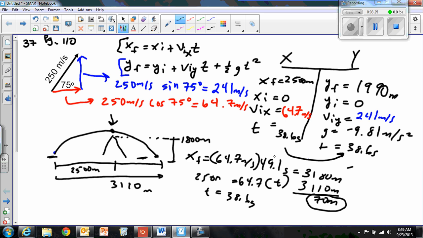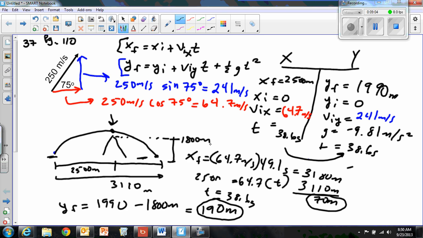And when I get 1990 meters, I know this is 1800. So the difference, in other words, the Y final is 1990, and I'm going to subtract 1800 to see how high above the mountain peak it is, and I get 190. The book got 210. Again, I'm not sure. I don't agree with them necessarily. 1990 is a good number. 70 meters is a good number. That's how you do number 37.